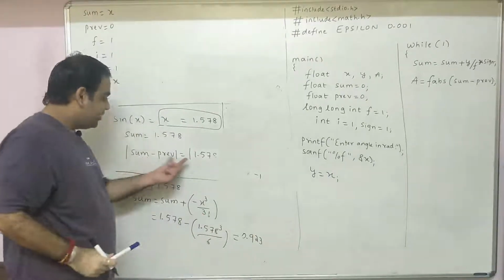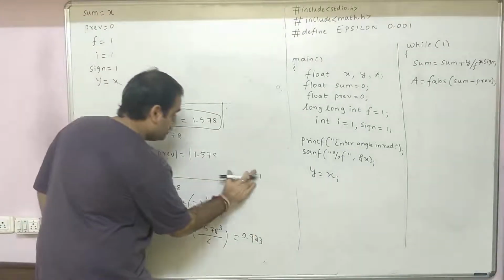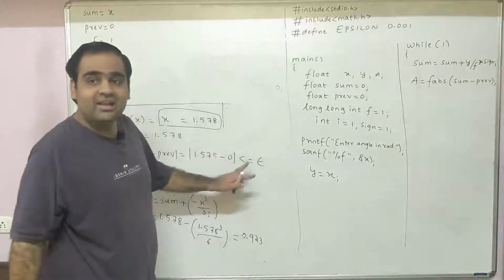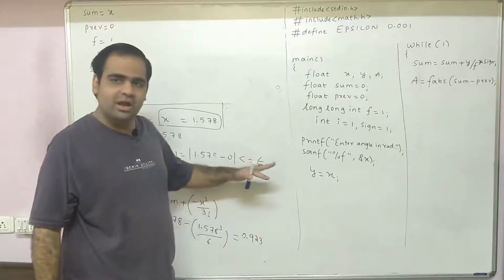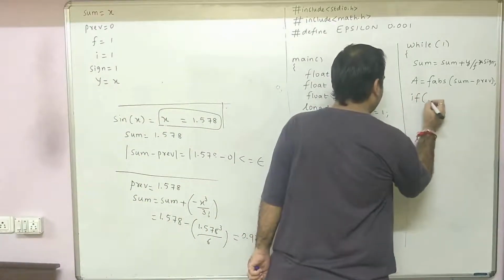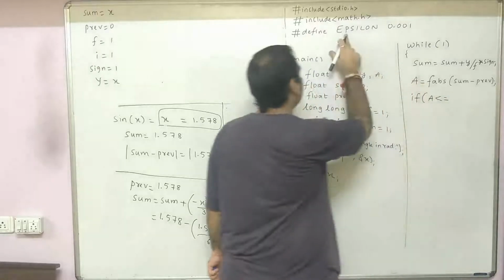Now this is what you find, sum minus previous. Now you need to check, is it less than or equal to epsilon? If it is less than or equal to epsilon, I should stop the process over here. Hence we check if A is less than or equal to epsilon.